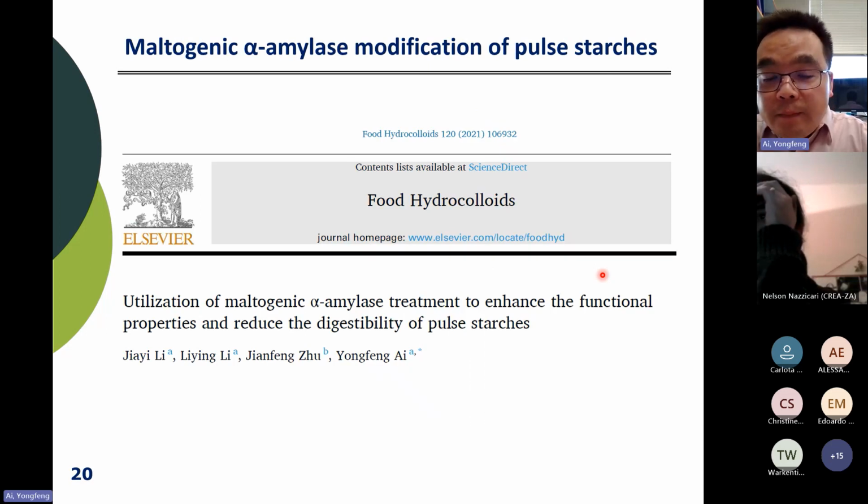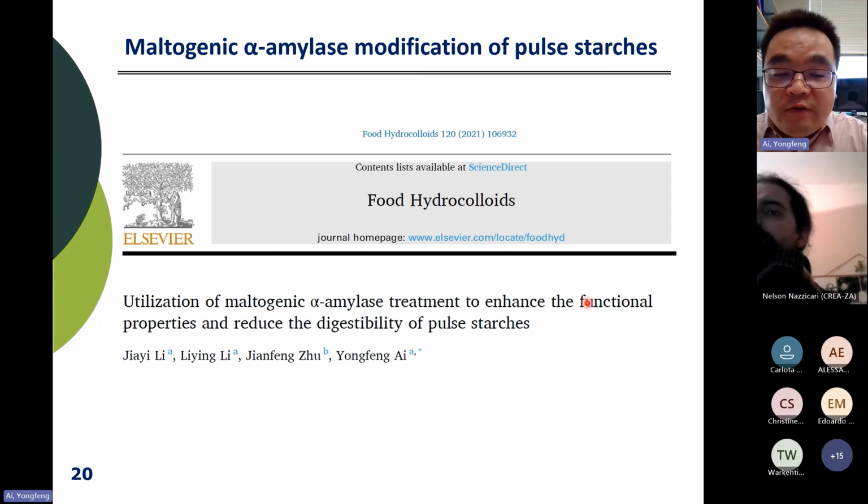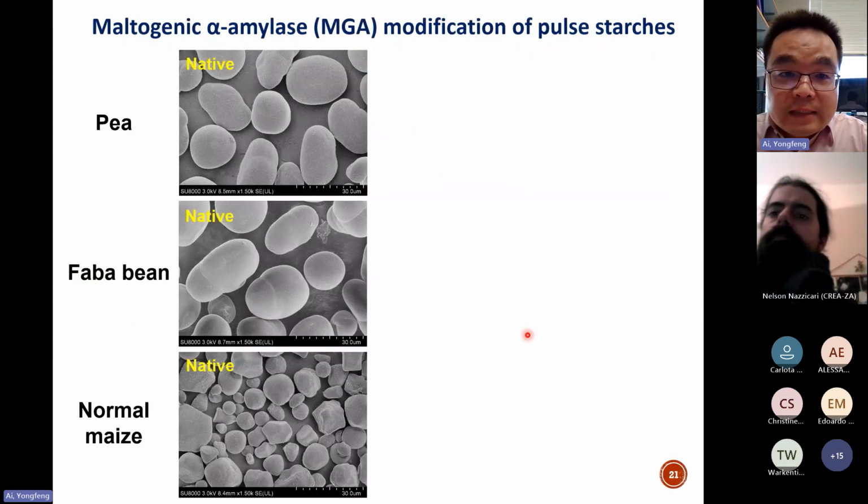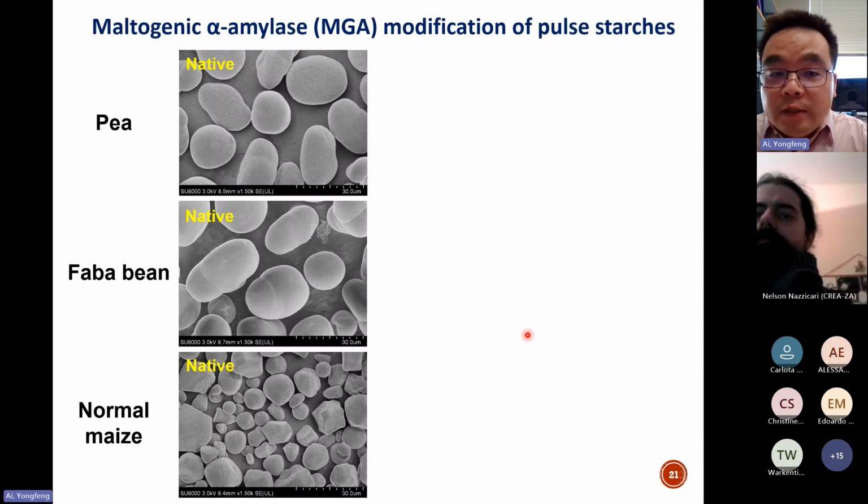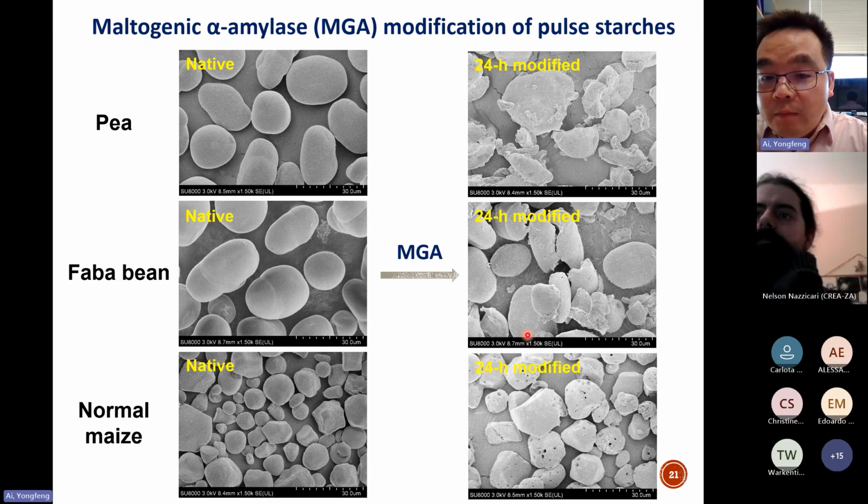The first study I want to share with you is we use a very specific type of alpha amylase called maltogenic alpha amylase to enhance the functional properties and reduce the digestibility of a pulse starch. For this study, we use this enzyme, in abbreviation MGA. We try to modify the pea and the faba bean starch, and then the normal maize starch was included as a control. After the hydrolysis for 24 hours, you can see actually this enzyme hydrolyzes pea and faba bean starch in a very similar pattern, but it's very different from a normal maize starch.